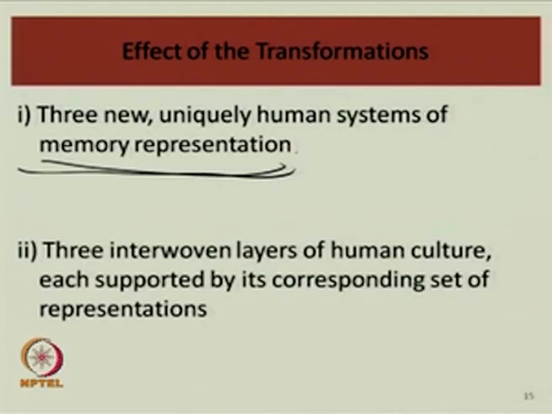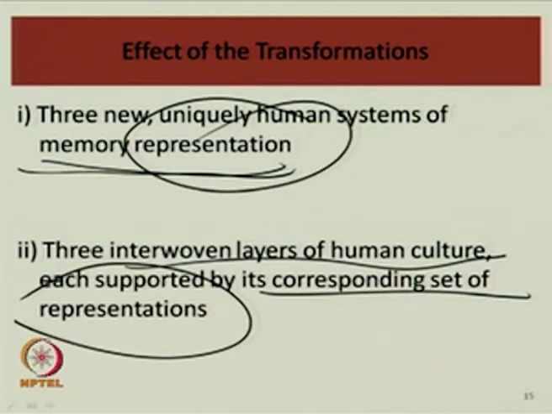And another effect was there were three interwoven layers, right? These are three interwoven layers of human culture, each supported by its corresponding set of representation. Okay, look at this. There were different systems that developed through brain culture symbiosis of memory representation, and there were interwoven layers of human culture where we find each of these stages had their own systems of representation, right? So let's see how this happens.